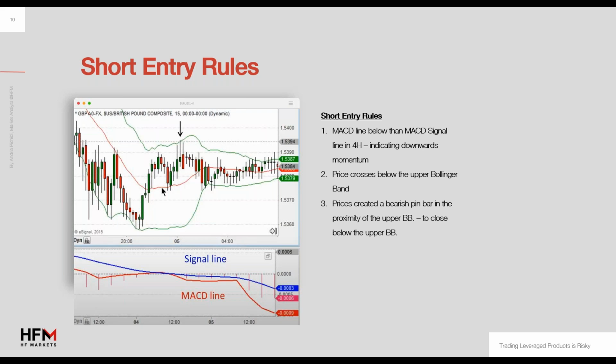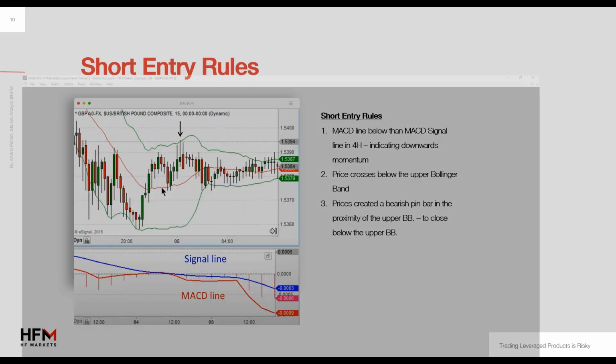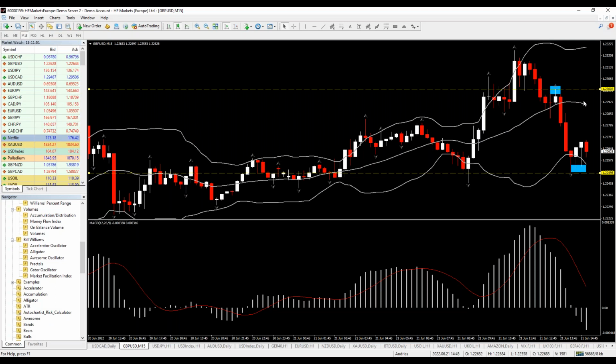Exact. Yes, you are right. It's likely to find a resistance over here. You are absolutely right. But let's not forget that even if you find resistance, it tends to retest it before it pulls back. So it tends to touch it before it turns down.